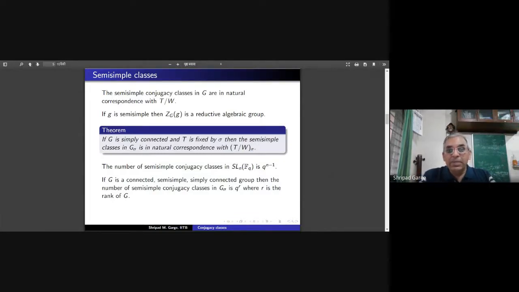So the number of semi-simple conjugacy classes in SL_n(F_q) is q to the power n minus 1. So SL_n is something that we understand very well, and this is something that we may also be able to do in one of the tutorials for very simple n's, maybe n equal to 2 or 3. But this statement alone is very easy to prove, because when you are looking at matrices inside GL_n(F_q), then they have certain characteristic polynomials.